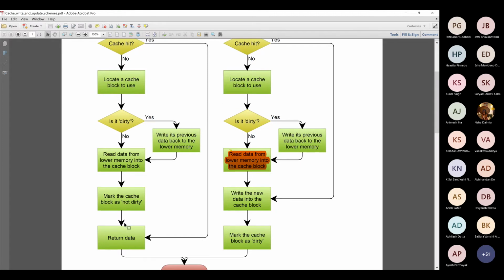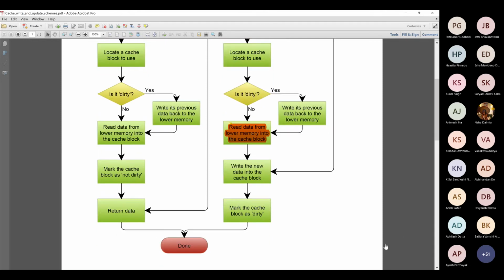You mark the cache block as not dirty because no write operation has been performed on the block. But if it is not dirty, you don't care. You just read in data, overwrite it by bringing in a block from lower memory. Okay, finally you return the data. So, do you understand what was going on? Any questions about these write hit, write miss policies?